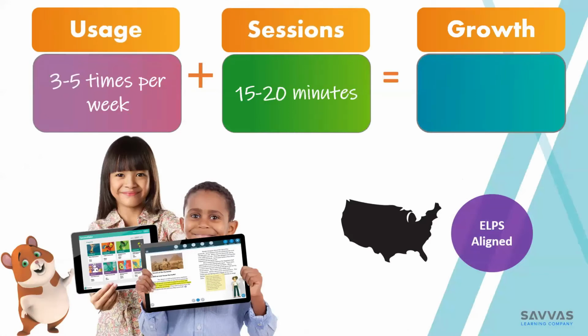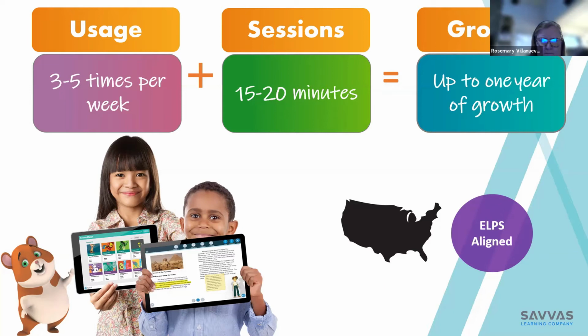And I want to talk about the usage. As we talk about the usage of the program, one of the things that you will see by default is that the program session time is set at 20 minutes. Our recommended usage is at least 3 times a week, or at least an hour a week. So we're looking at 3 to 5 times a week, at minimum 3 times, 20 minutes. The program by default is set for 20 minutes.